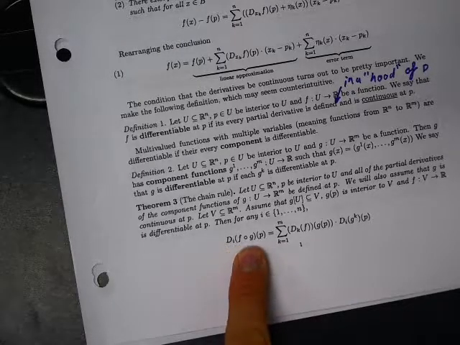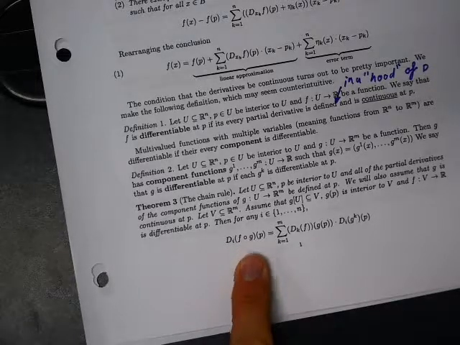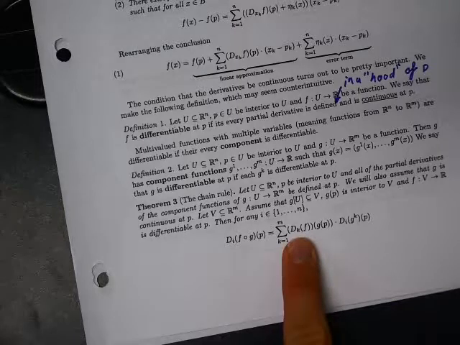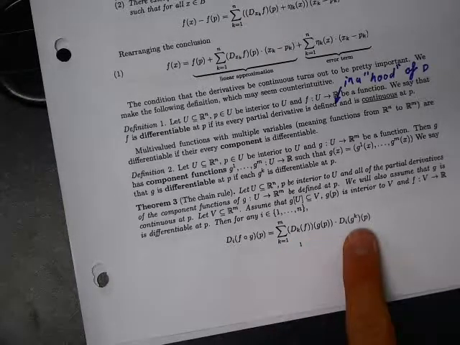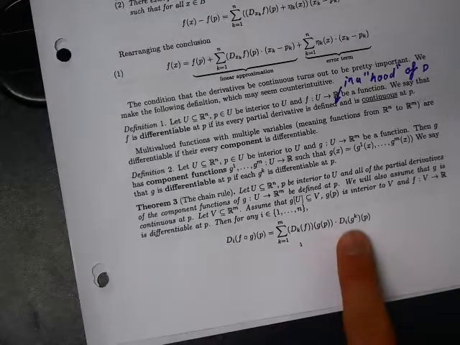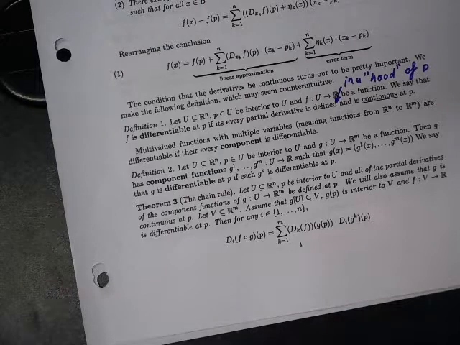the ith derivative of the composition of F with G evaluated at P is the sum of all of the derivatives of F evaluated at G of P times the derivative of the corresponding component function of G evaluated at P. So there's a statement. There's a lot going on in that statement though, right?